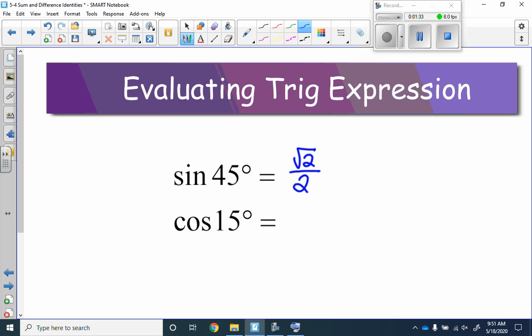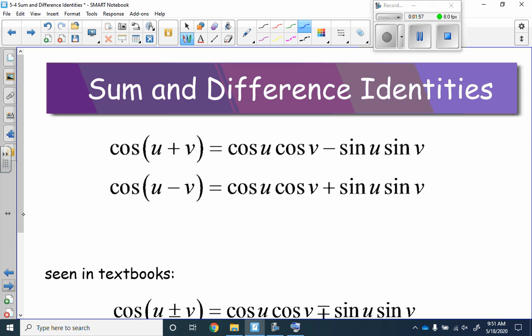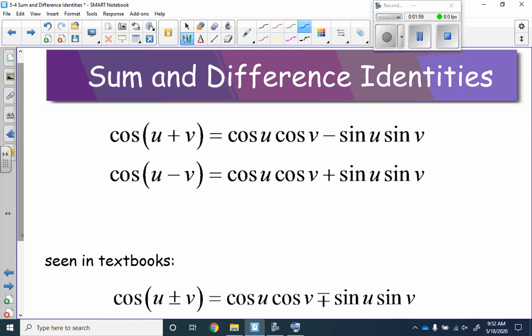And I'm going to show you here that we could take the cosine of 15 degrees and rewrite it as 45 degrees minus 30 degrees, because 45 minus 30 gives us 15, right? So how are we going to use that? That is what we get into with the sum and difference identities. So we have the cosine of u plus v equals cosine u times cosine v minus the sine of u times the sine of v.